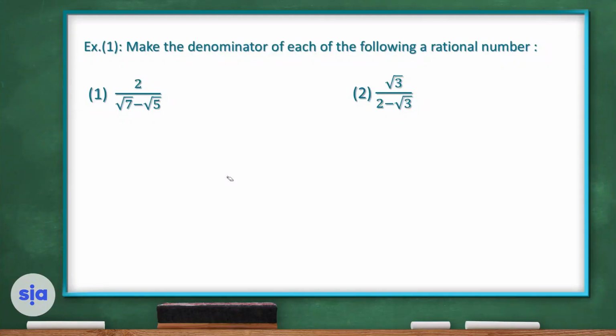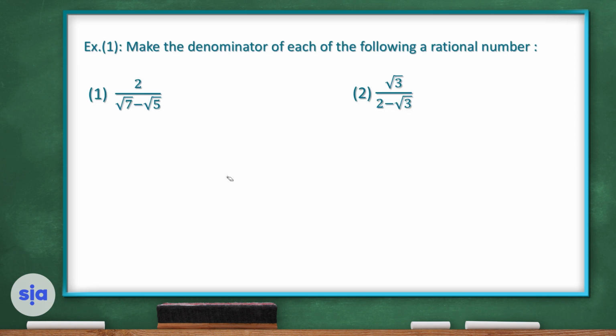Let's move on to the first example and see how we are going to solve it. This question is asking us to make the denominator of each of the following a rational number. So the question is asking me to rationalize the denominator. How are we going to rationalize the denominator? By multiplying up and down by the conjugate of the denominator.